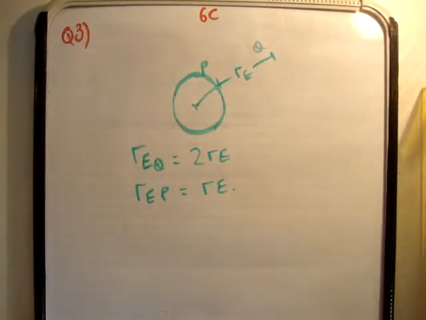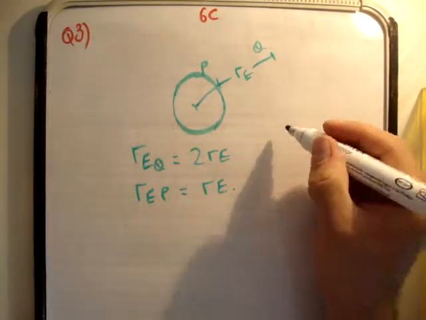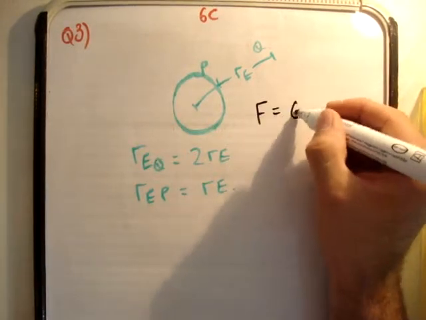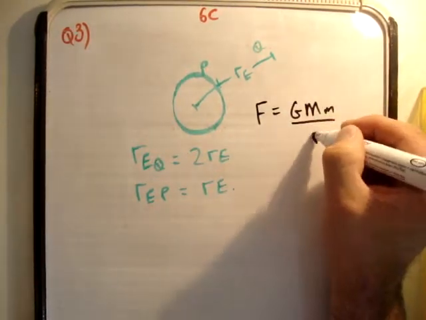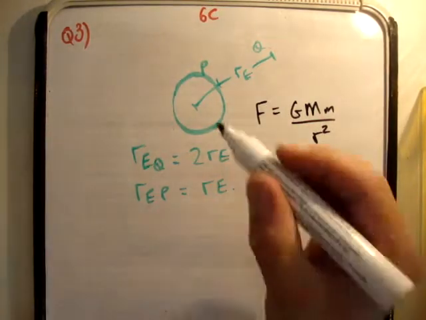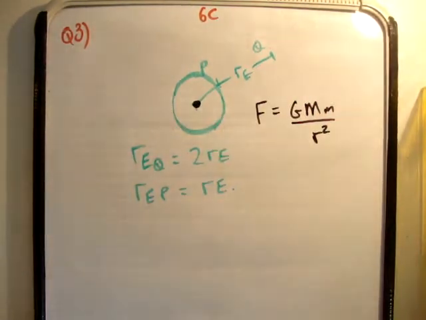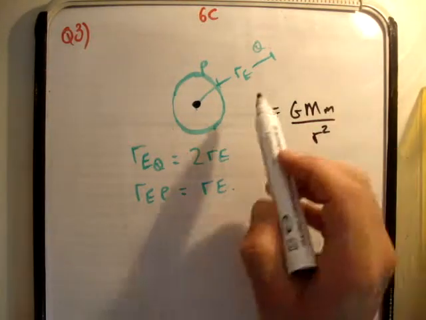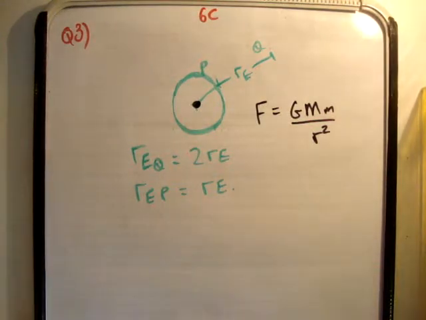Now you've got to remember, of course, that for Newton's law of gravitation, the distance is measured from the center of the bodies. Usually bodies in space are spherical, but anyway, we're looking at everything from the center of it.